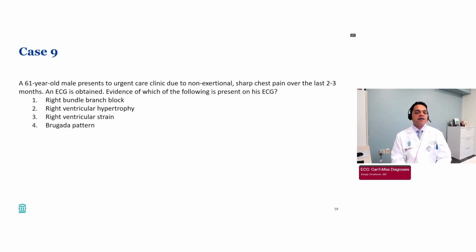Case 9. A 61-year-old male presents to urgent care clinic due to non-exertional sharp chest pain over the last 2 to 3 months. An ECG is obtained. Evidence of which of the following is present on his ECG? 1. Right bundle branch block. 2. Right ventricular hypertrophy. 3. Right ventricular strain. Or 4. Brugada pattern.